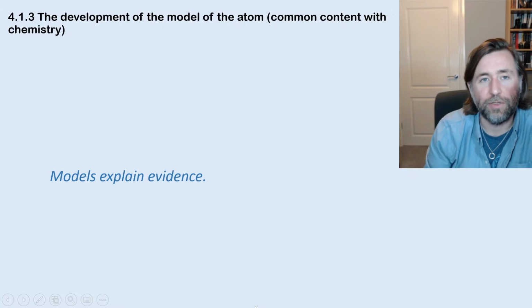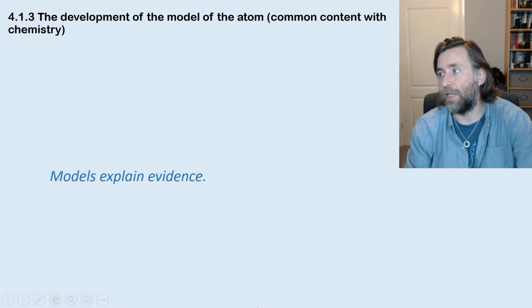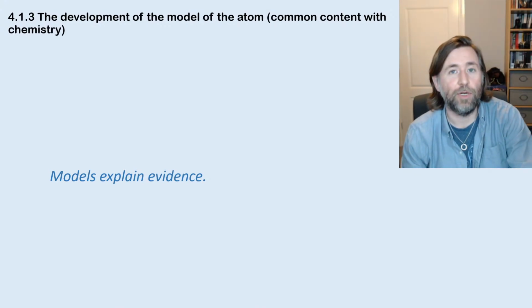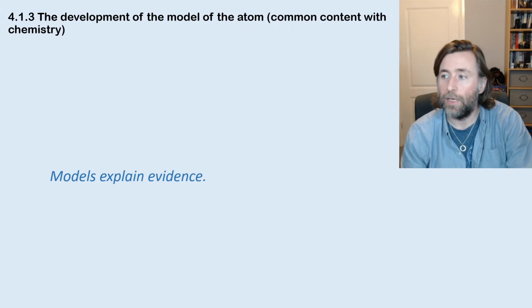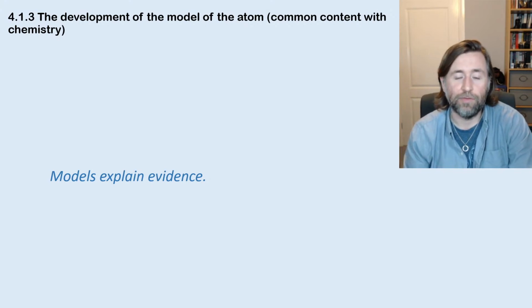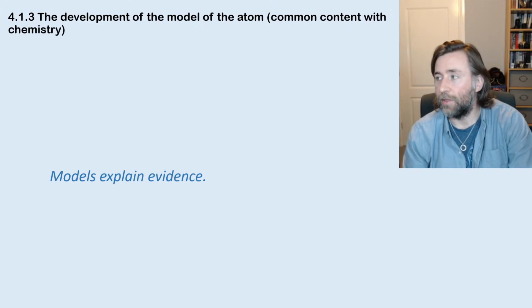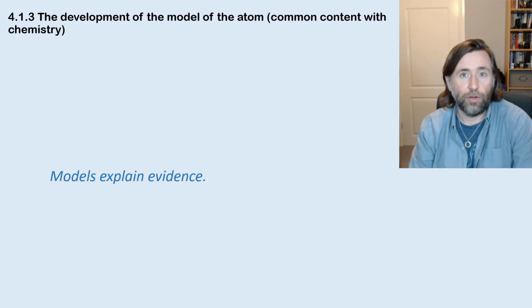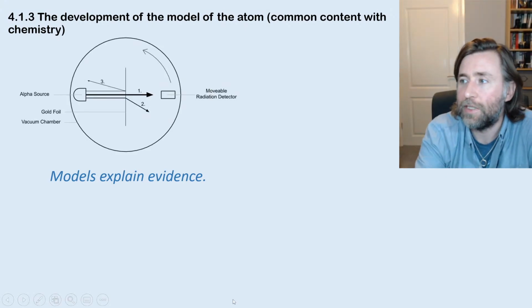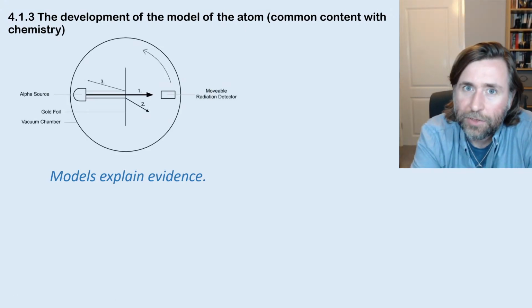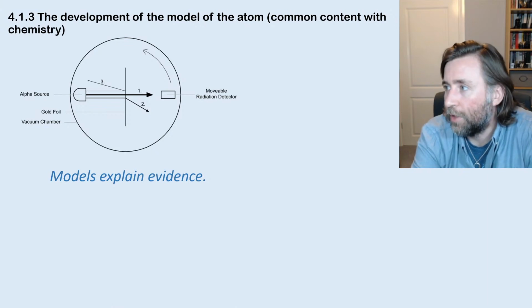Models change because evidence changes. We get new evidence that can't be explained by old models, and so we go ahead and change the model. Models are used to explain evidence. They're used as ways that we can explain what's going on in the experimental evidence that we've got in physics. So here is the experiment that Rutherford did to change the plum pudding model into the nuclear model.